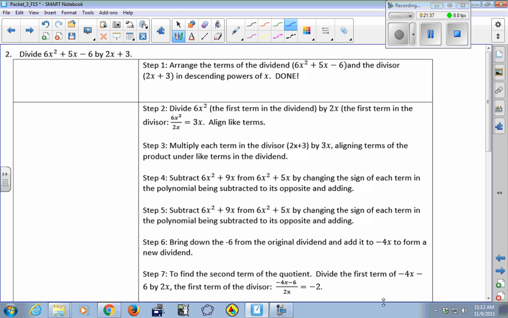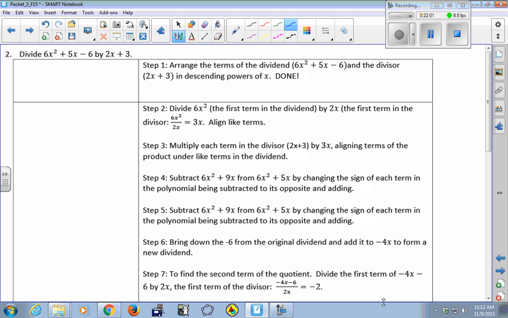Okay, we're going to get 0 for a remainder because those are two factors of 6x squared plus 5x minus 6. So we know what our answer is before we go in. So let's make sure we do all the steps right. Now, the first thing you have to make sure when you do any kind of division problem is you line your polynomial up in descending orders of powers.